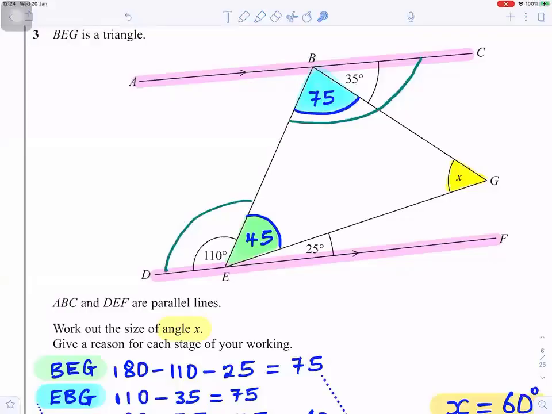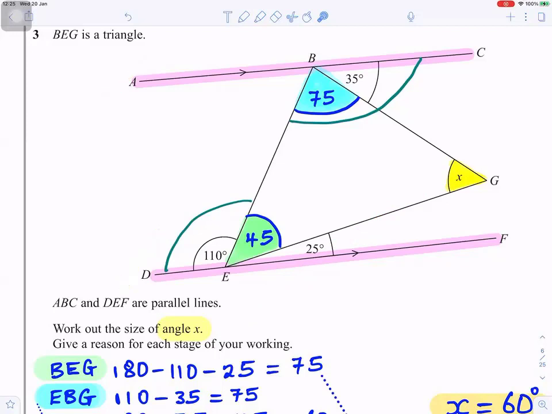Question number 3. BEG is a triangle. ABC and DEF are parallel lines. Work out the size of angle X. Give a reason for each stage of your working. I've coloured angle X in yellow. I've put the two parallel lines in pink.